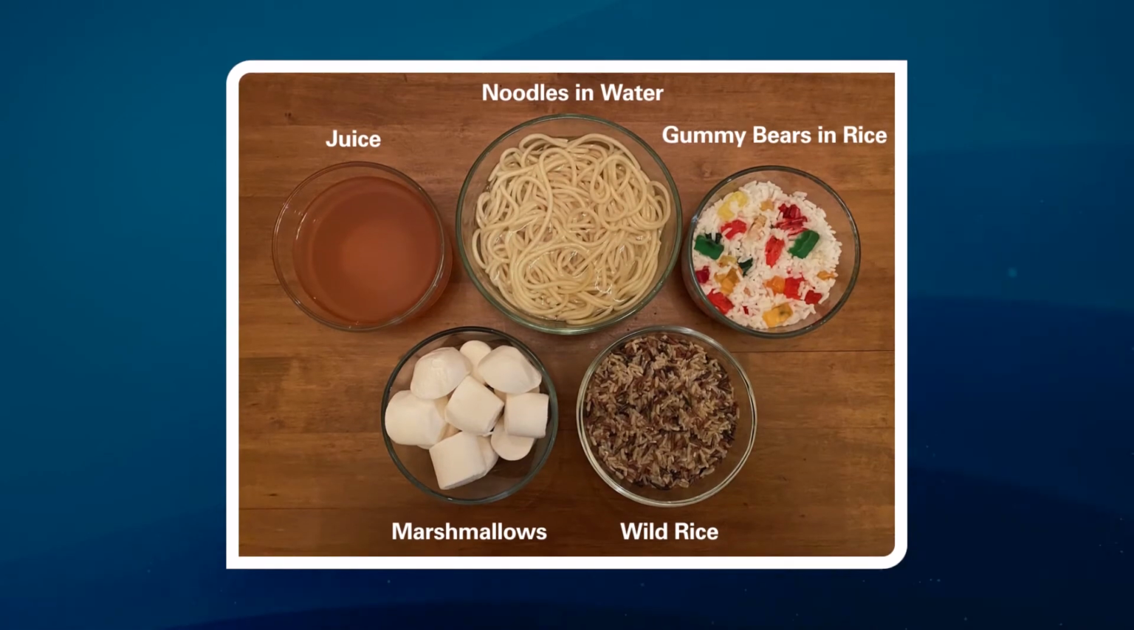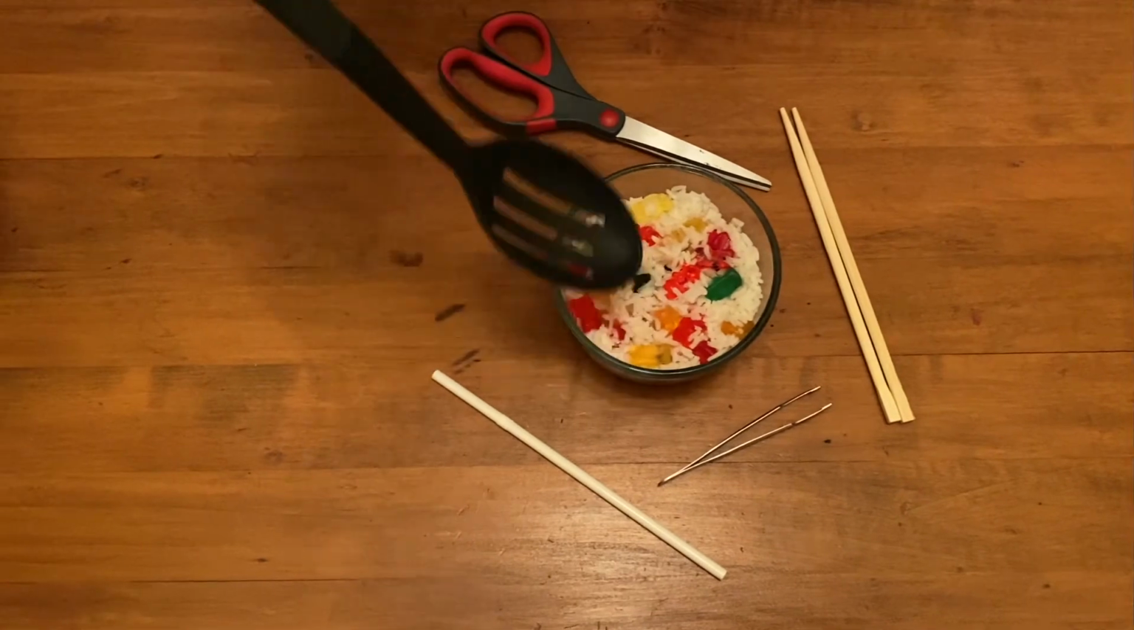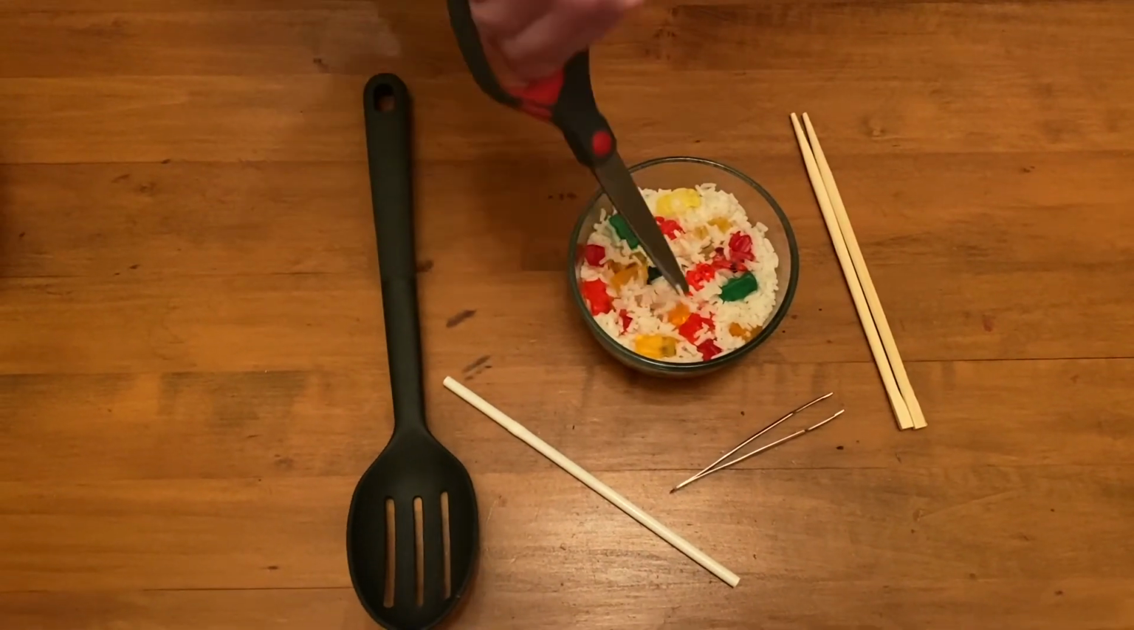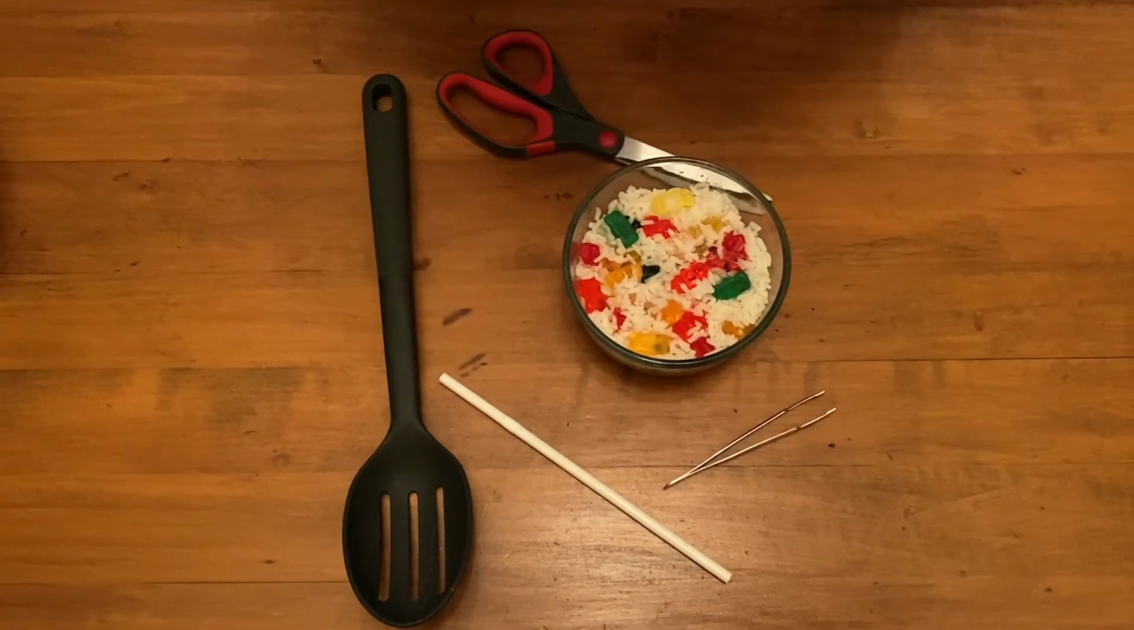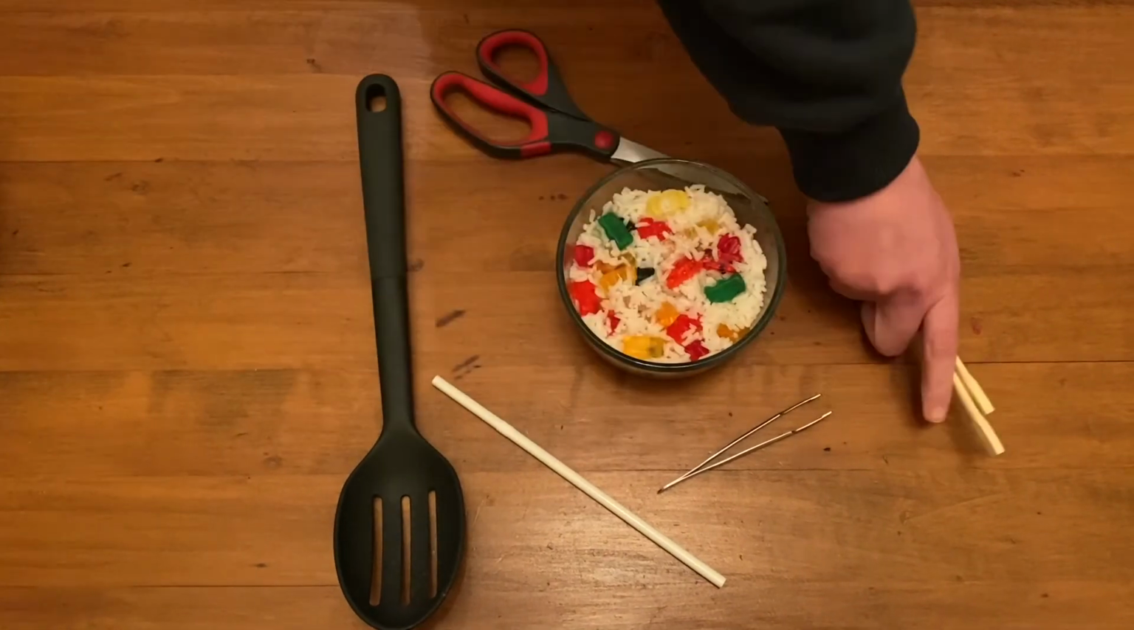Robins use their beaks to gather fruits and berries for food. Do you think marshmallows or gummy bears best represent fruits and berries? Gummy bears in rice are highlighted. I agree. Let's see if the scissors or the chopsticks will pick up the gummy bears best. The scissors just cut the bears in half, but the chopsticks work very nicely.